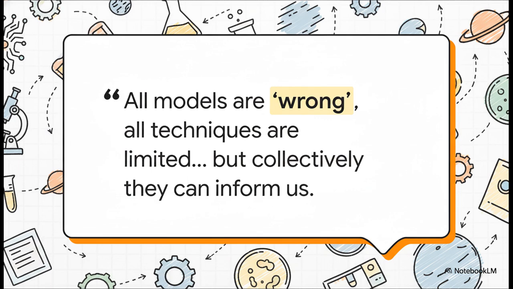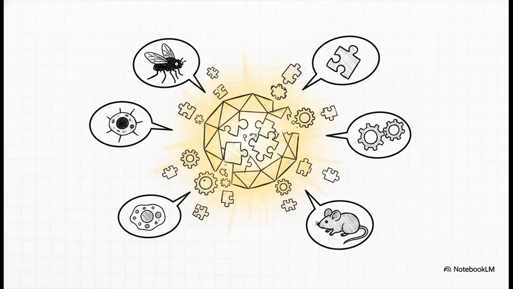All models are wrong, all techniques are limited, all experiments are somehow biased, but collectively, they can inform us. See, that's the heart of it. Science isn't about some heroic quest for one perfect experiment that unlocks all the secrets. It's about building knowledge, piece by piece, from a whole collection of different imperfect sources. It really helps you see that science is this big, passionate, collective debate. It's a bunch of scientists all using their own wrong but incredibly valuable systems.